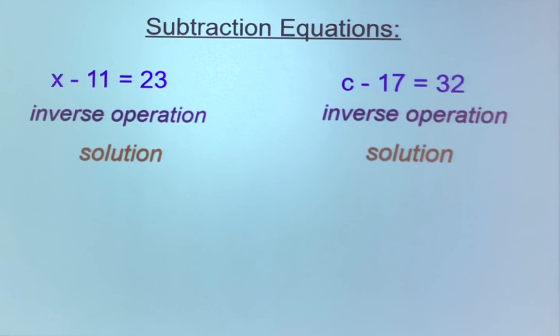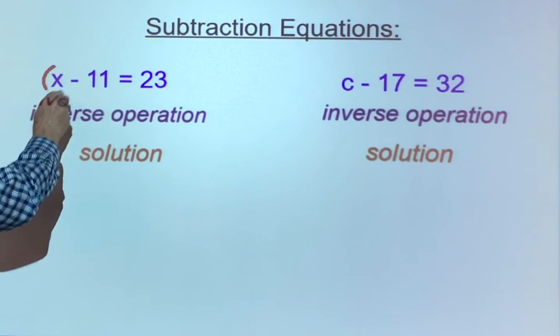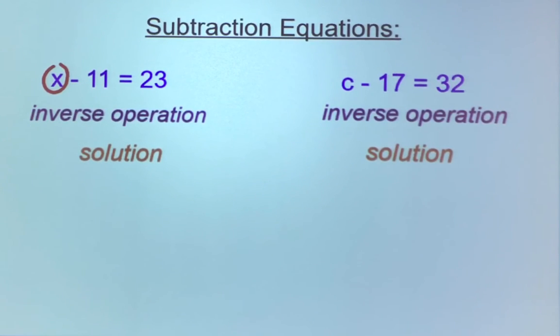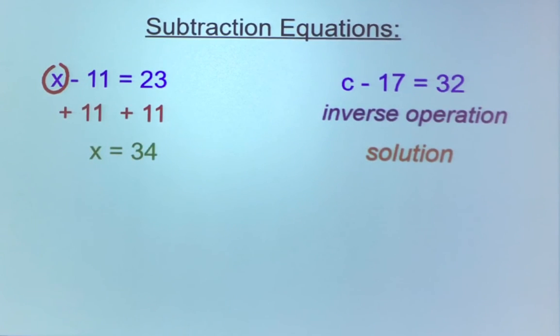The first one is x minus 11 is equal to 23. Well, is our variable isolated? Here's our variable. Is it isolated? No. What are they doing to it? They're subtracting 11. What is the inverse of subtracting 11, or the opposite of subtracting 11? It's add 11 to both sides. So a negative 11 and a positive 11 will cancel out. So x is isolated. On the right hand side, we have 23 plus 11. So our solution would be x is equal to 34.